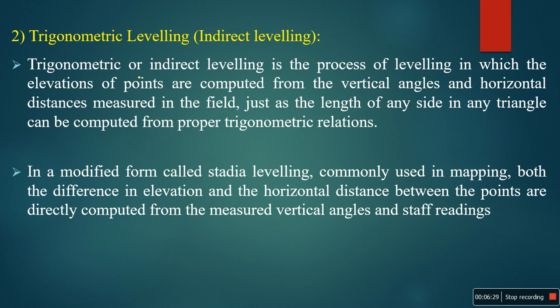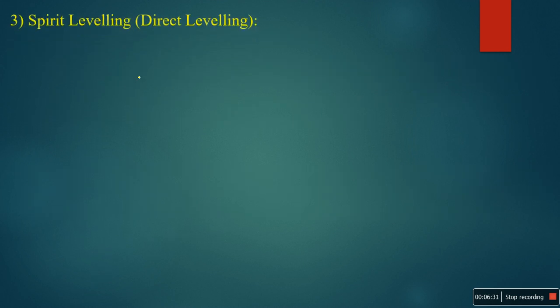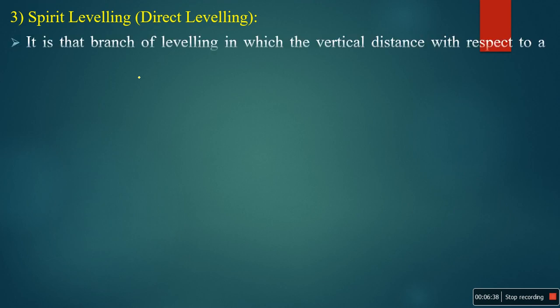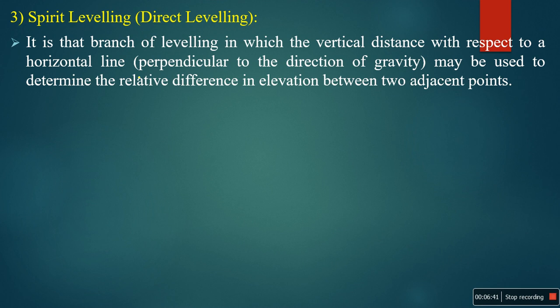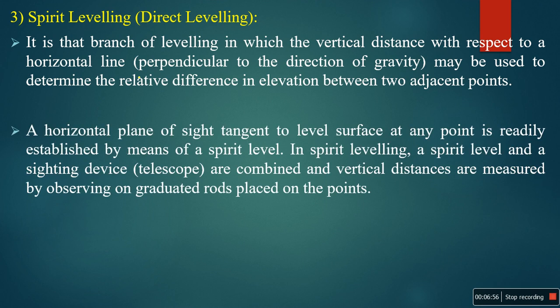Next, go to the third method, that is spirit leveling or direct leveling. Here it is the branch of leveling in which vertical distances with respect to a horizontal line are used to determine the relative difference in elevation between two adjacent points. Here we are using a spirit level for finding the elevation between the two points.